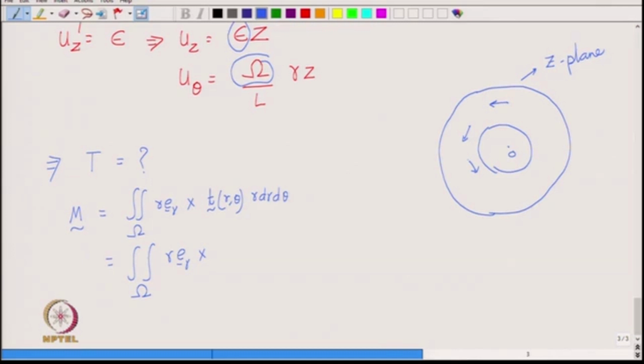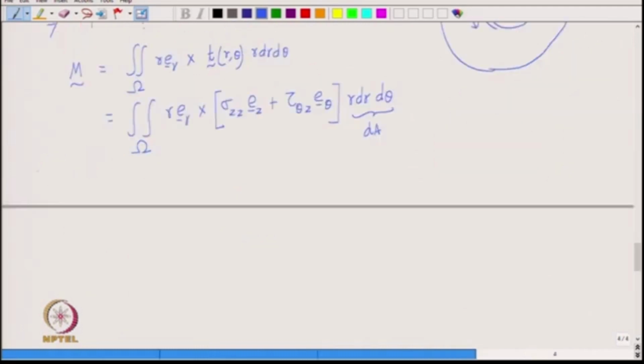Now, on this z plane what are the tractions acting? We have sigma zz in the Ez direction, and we also have tau theta z in E theta direction, and we know there is no tau r z. So, that is the traction into r dr d theta, or we also know this is dA.